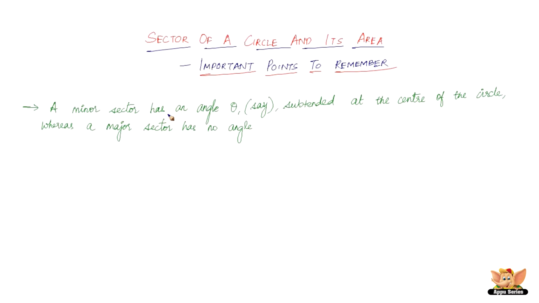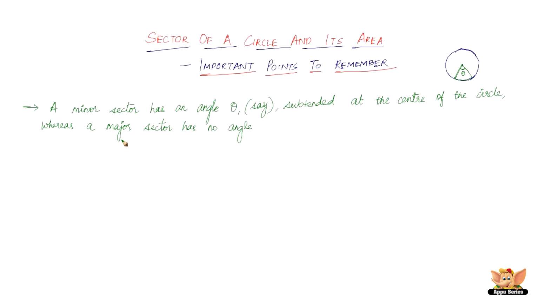A minor sector has an angle theta, say, subtended at the center of the circle, whereas the major sector has no angle. If you remember from the previous video, say if we have a circle like this, and if this part is our minor sector, it has got an angle theta subtended, maybe theta or anything, just to represent an angle theta subtended, whereas a major arc has no angle.